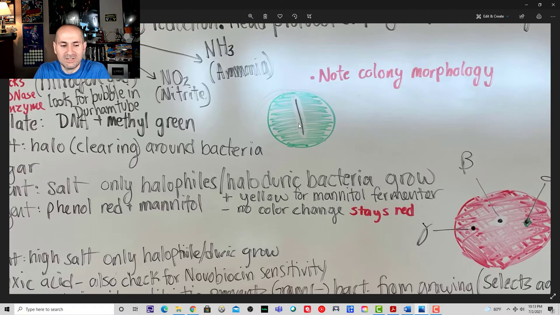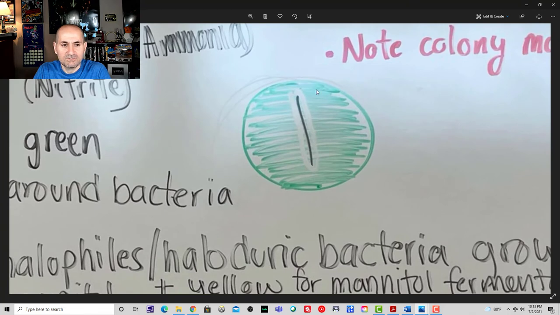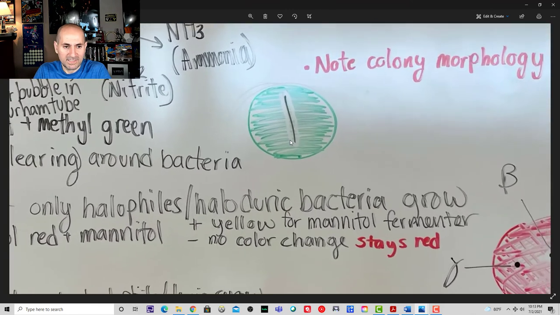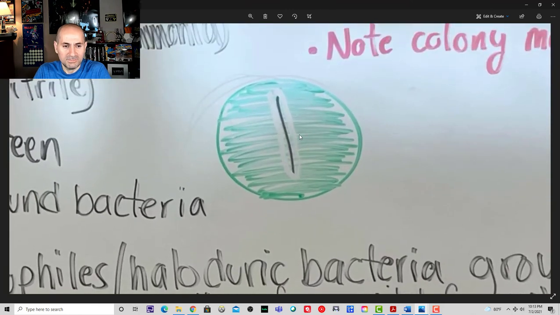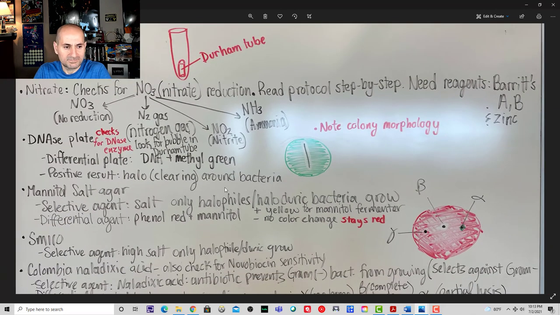Remember please that this is a differential plate, not a selective plate, a differential plate. Why? Because bacteria will grow. If there is a halo, that's indicative of DNase positive. If there's no halo, that's DNase negative. So this is a differential plate. And if I were to ask you, what is the differential medium here? You would say DNA, which is mixed in with the agar, as well as the methyl green dye that's mixed in with the agar as well.